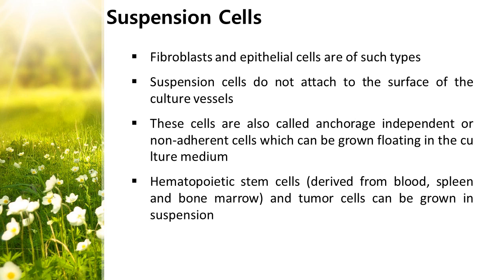Here the suspension cells do not attach to the surface of the culture vessel. The name itself indicates suspension, it is present in liquid form, it gets suspended in a vehicle. Here these cells are anchorage independent, or we can refer to them as non-adherent cells. They are able to grow floating in the culture media. Examples include hematopoietic stem cells, which are derived from blood, spleen and bone marrow, and all tumor cells can be grown in the form of suspension cells.